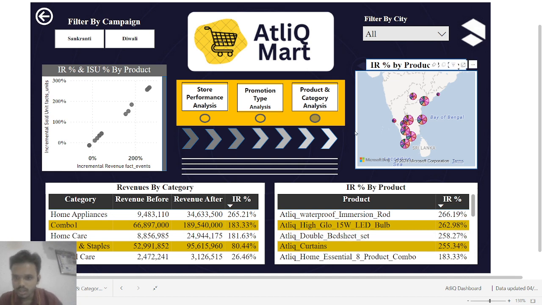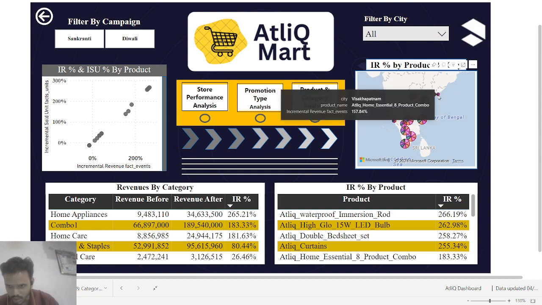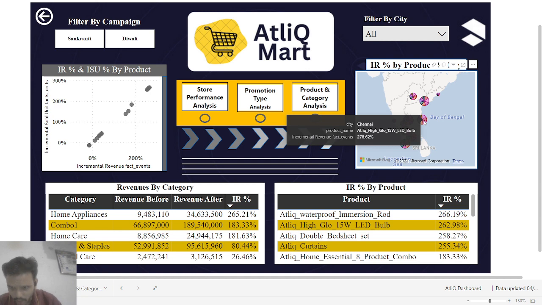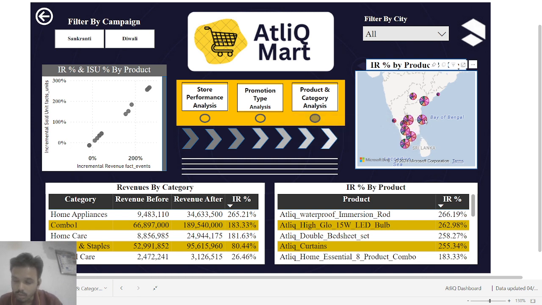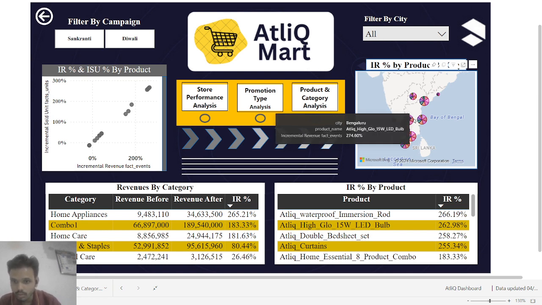combos. We can see by this graph that this area is Vishakhapatnam, which has the lowest incremental revenue of all products. Followed by Chennai, which has the highest incremental revenue in terms of all products. So the circles and bar charts are looking bigger. We can also see that Mysuru also has a low incremental revenue, so it's looking small.